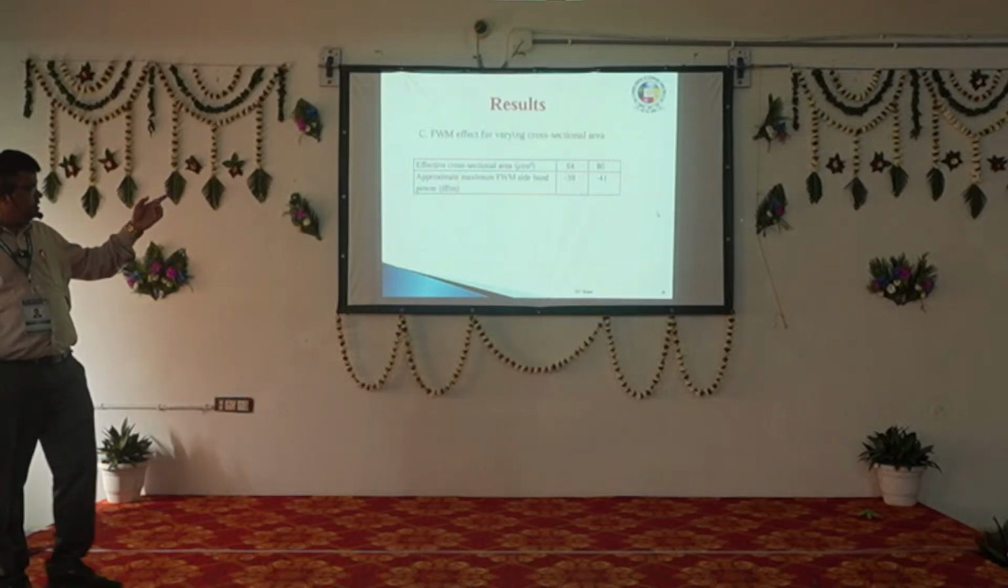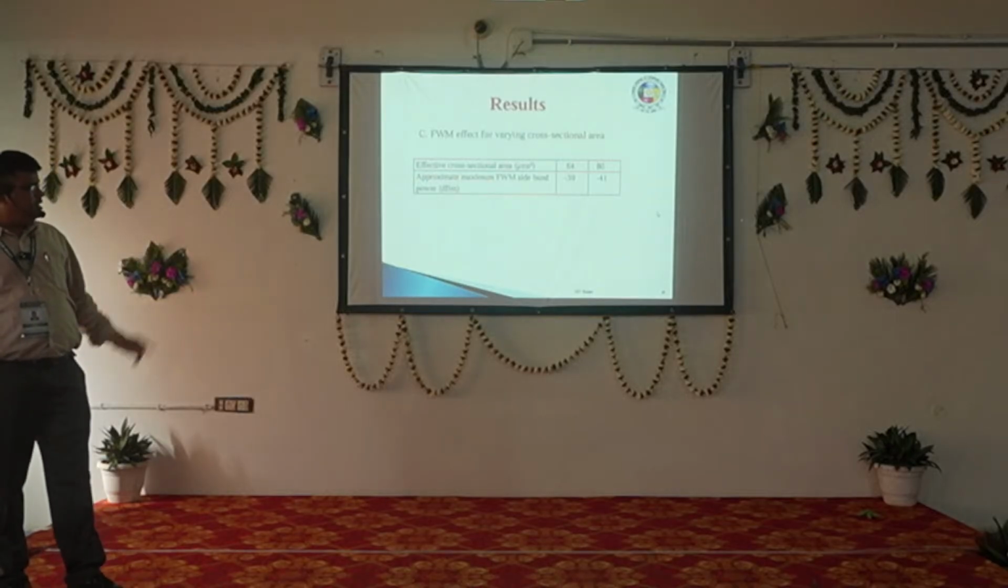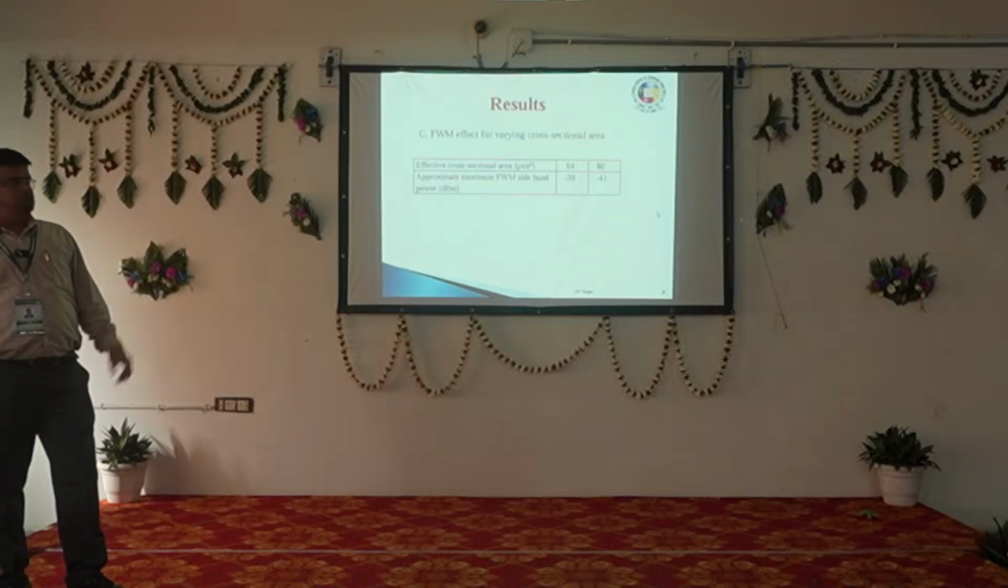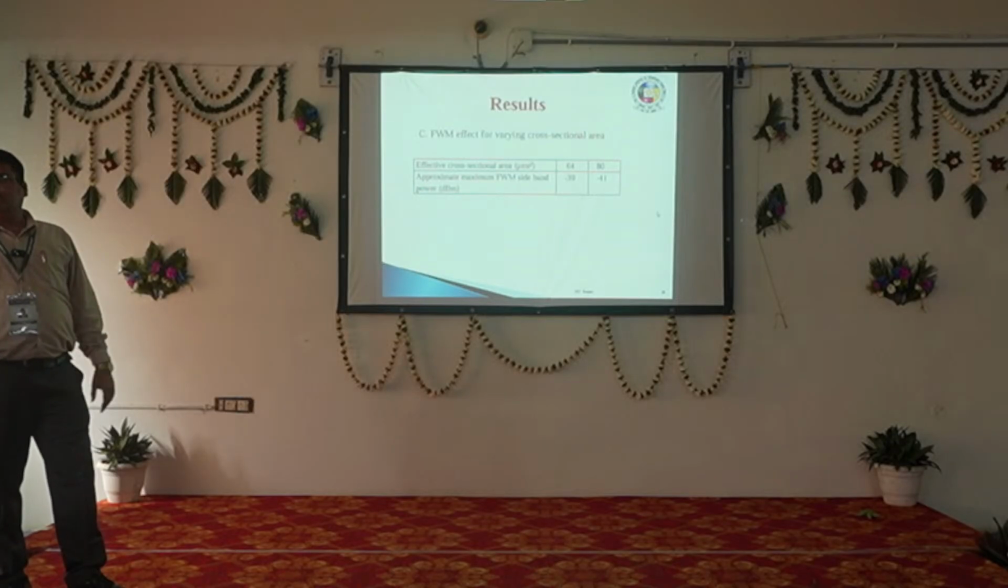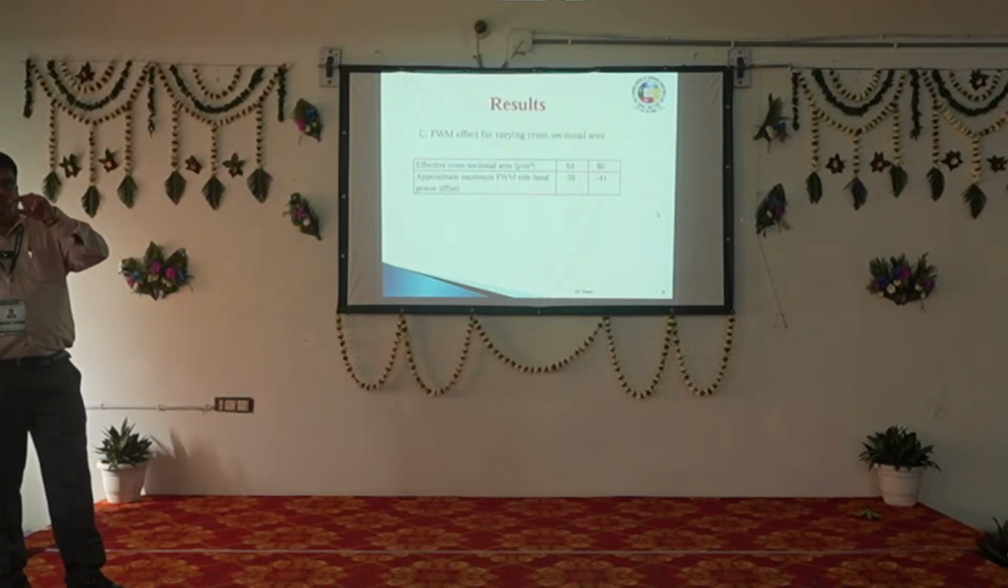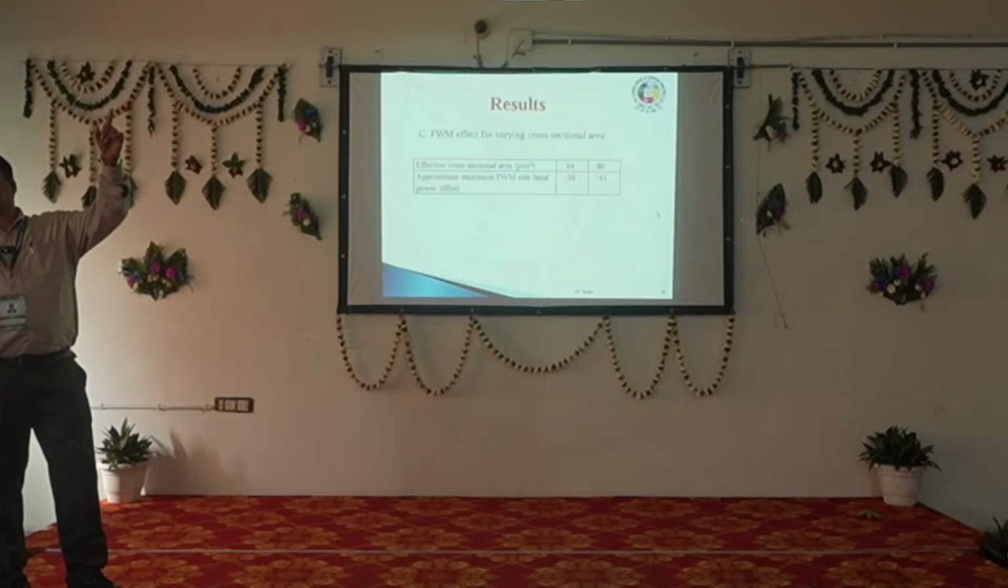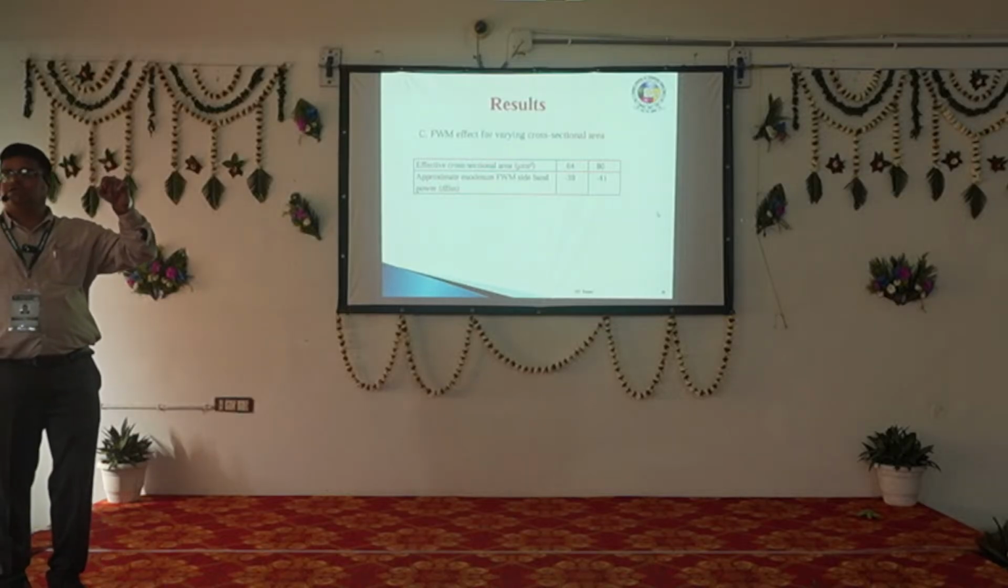You can see here, whenever the cross section is 80 micrometer square, the value is minus 41, whereas in 64 micrometer square, it is minus 39. Minus 41 is better. But you can tell if the cross section of the fiber is very high, what will happen? Single mode fiber will go to multi-mode. And what is the major demerit of multi-mode fiber? Major demerit is again dispersion.